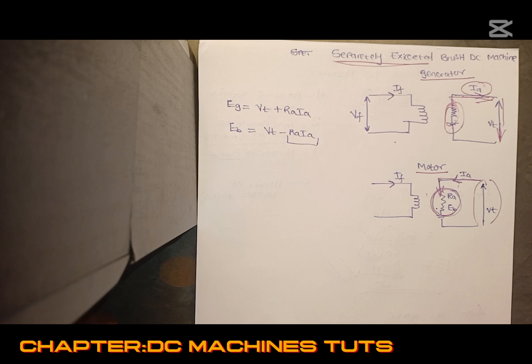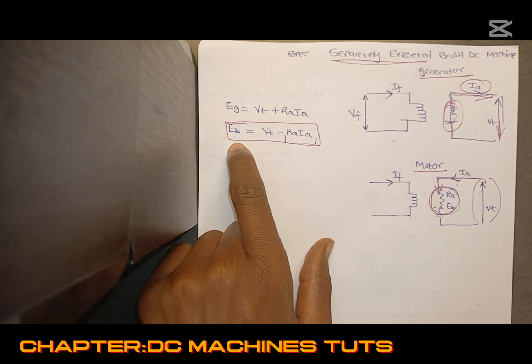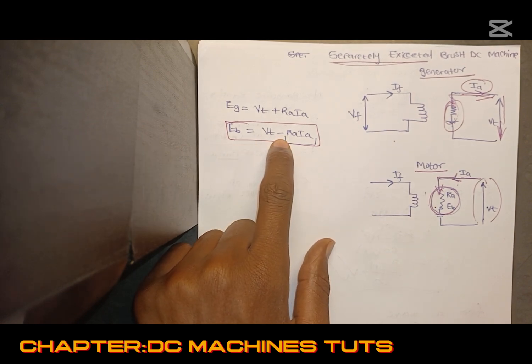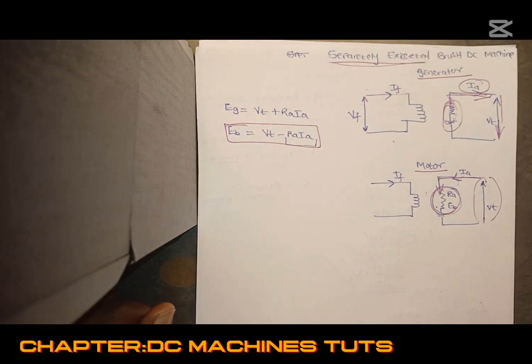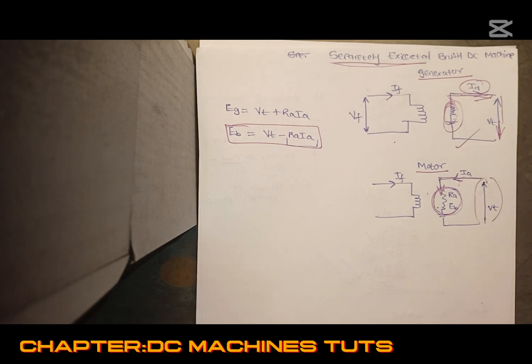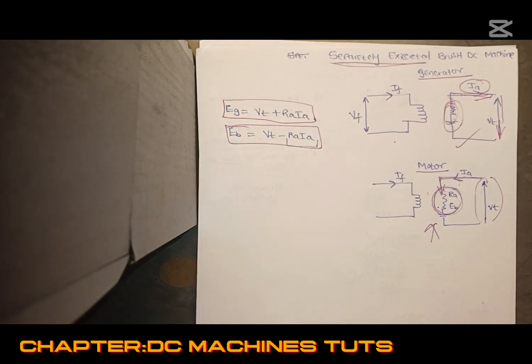The direction of the current is out of the armature for a generator, and into the armature for a motor. As you can see, this voltage is the back EMF, which is the terminal voltage minus the armature voltage drop. A generator is used for power generation, such as wind, hydro and thermal power plants. A motor is mostly used in electric vehicles and other machines. So these are the formulas, and this is how we go about using them.